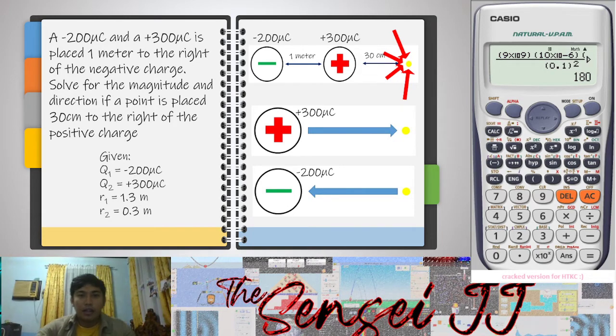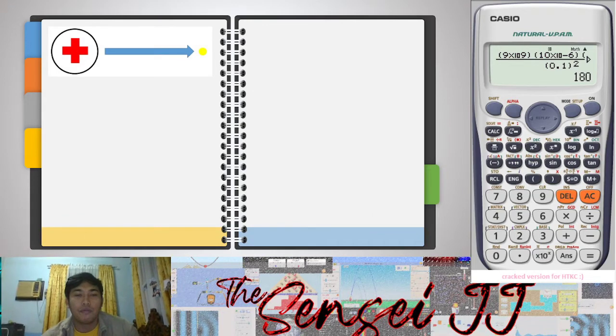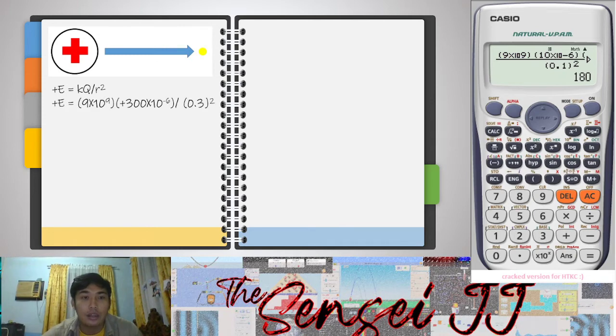Okay, so let's try to solve this one. So we have here our positive particle approaching the point. We have E is equals to KQ all over R squared. We have a positive 300 times 10 raised to 6 multiplied to our K, which is 9 times 10 raised to 9, and divided by 0.3 squared, we have a value of 330 times 10 raised to 6 Newton per Coulomb.